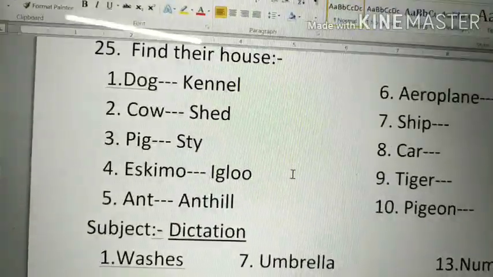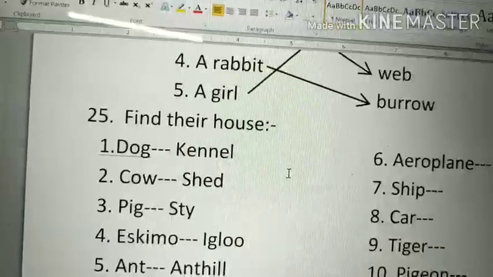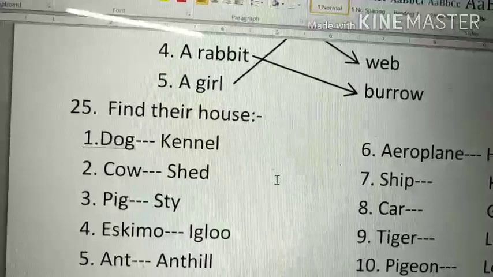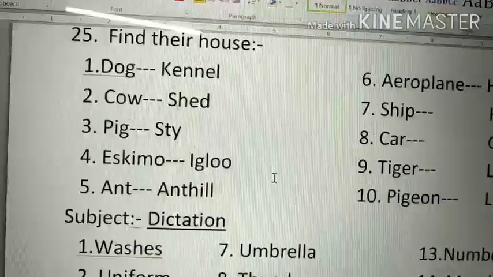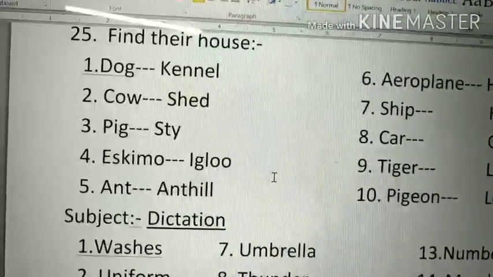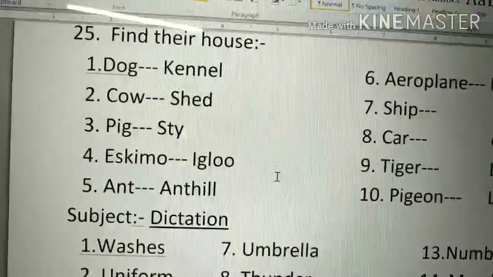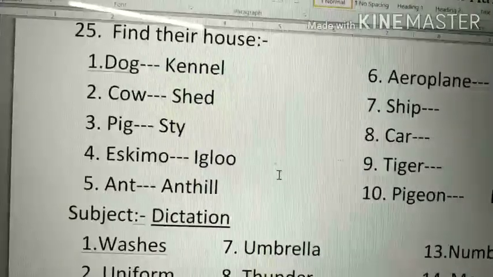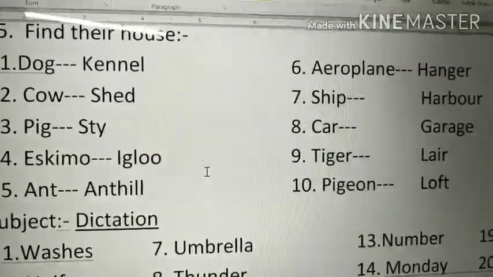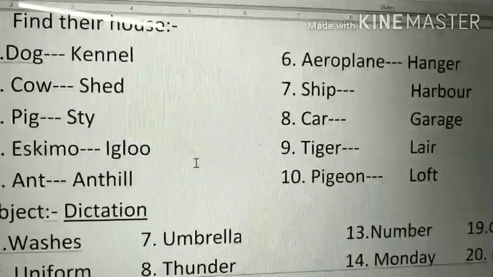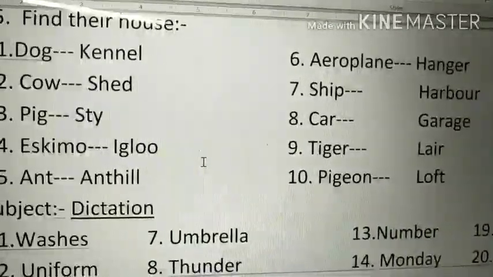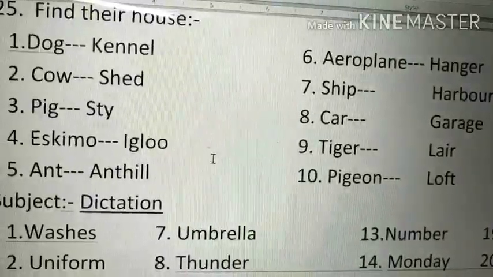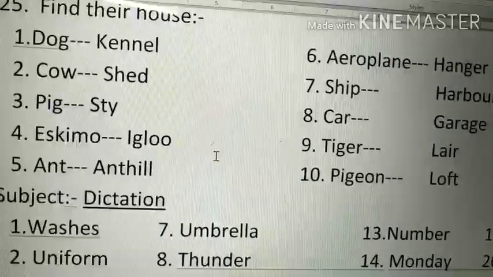Then find question number 25. Find their house. One dog, two cow, three pig, four Eskimo, five ant, six aeroplane, seven sheep, eight car, nine tiger, 10 visions.